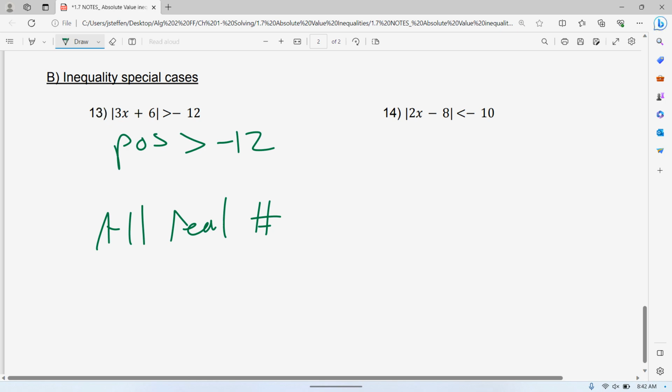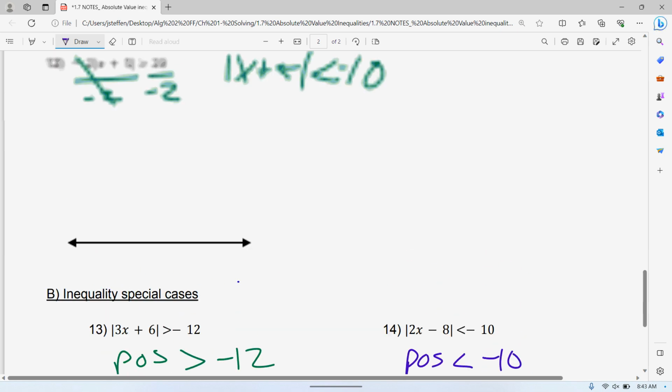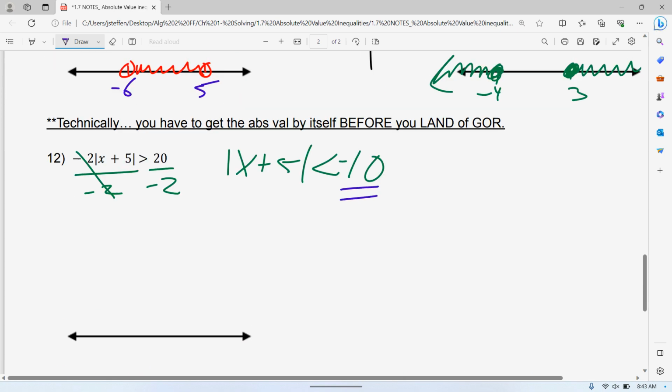Last one, same thing. This is a positive because it's an absolute value. When is a positive less than a negative? Never. A positive will never be smaller than a negative. An absolute value will never be less than a negative. So that one is no solution. Ironically, I didn't do it on purpose, but this one ended up being a negative. So technically, a positive is less than a negative. That one's no solution. I did not mean to do that, but that's okay.